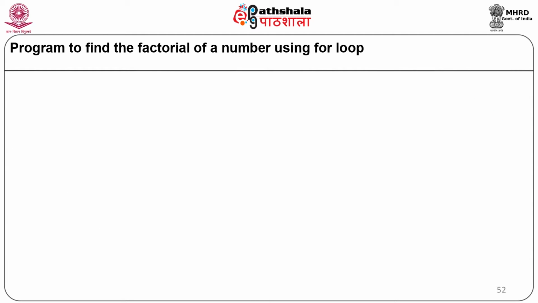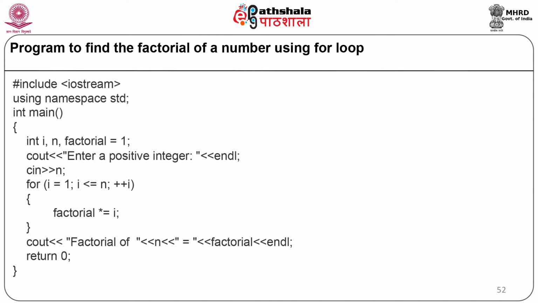Now, let us see a program to find the factorial of a number using the for loop. We will start with the program: iostream, using namespace std, int main. We are declaring the variables i and n of type integer, and factorial, for which we are giving the initial value as 1. We are displaying the message to the user, cout "Enter a positive integer". We are taking the value from the user as cin >> n.